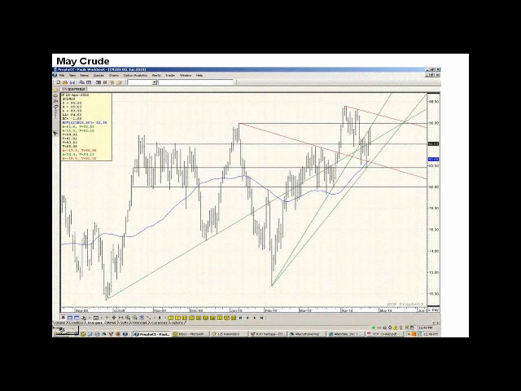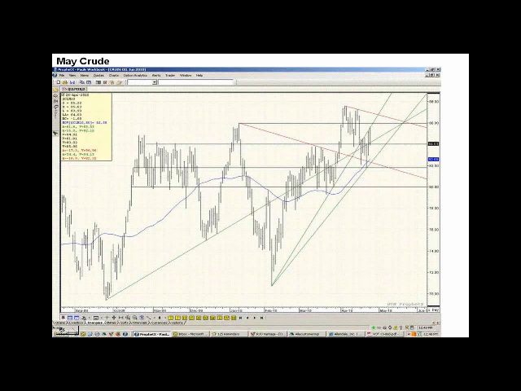And depending on what your risk profile is, short term, if you want to be a less aggressive trader, then you're going to be risking below last week's lows. If you want to be a little bit more aggressive with a higher risk, then you'd want to be risking below $80 a barrel.